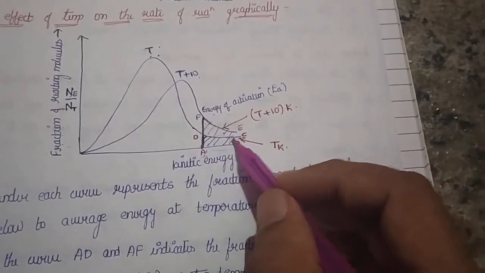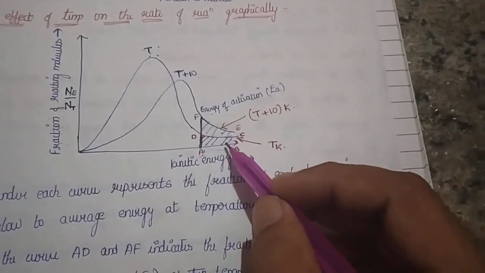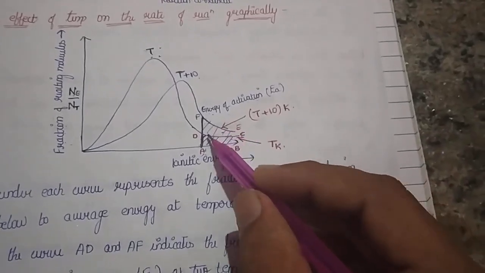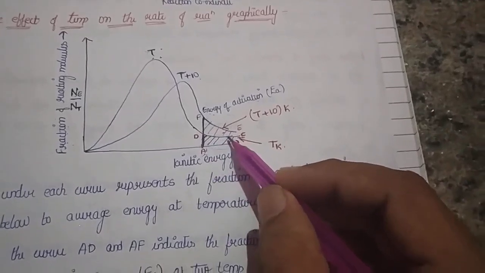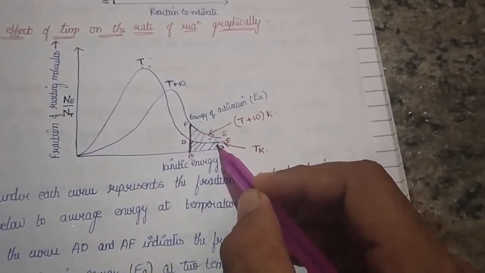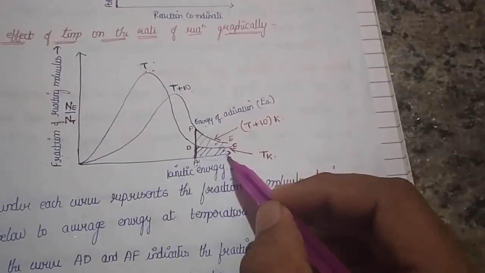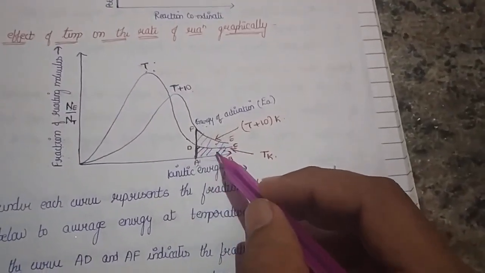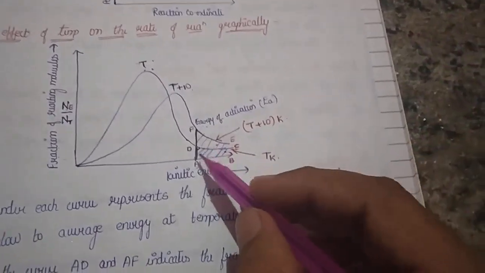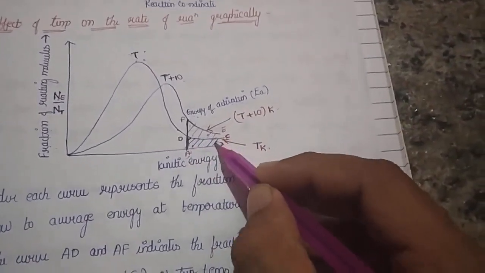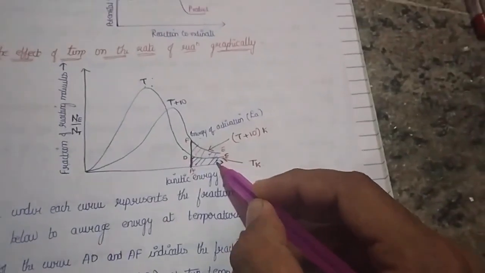It represents what? An area. And what does this area represent? It represents the fraction of molecules. Yes, please mark my points: the fraction of molecules having the energy equal to or greater than that of your activation energy.